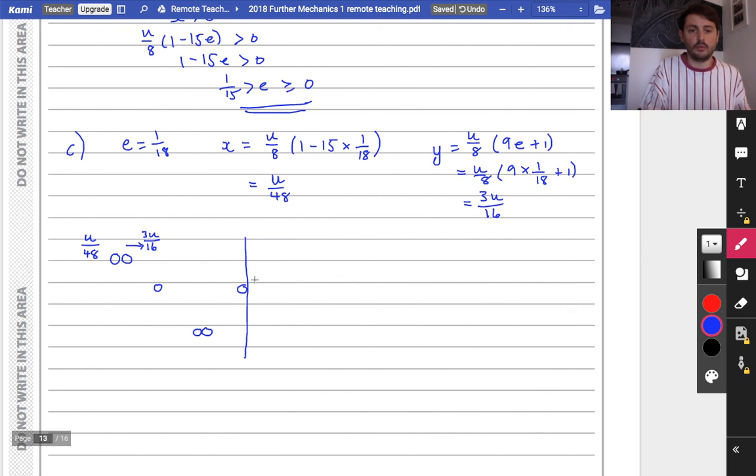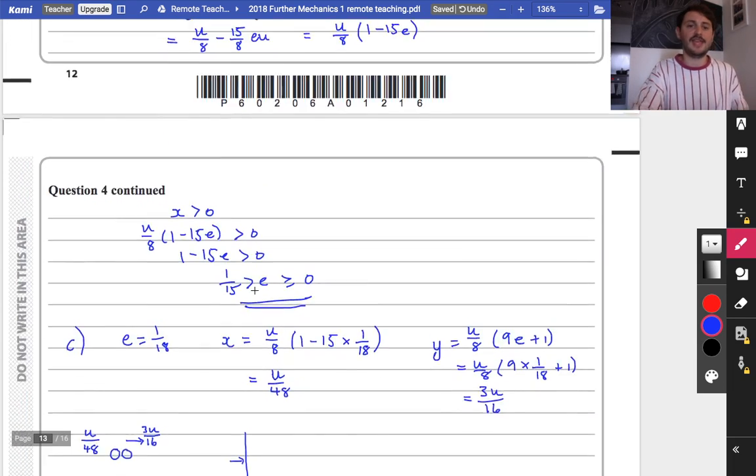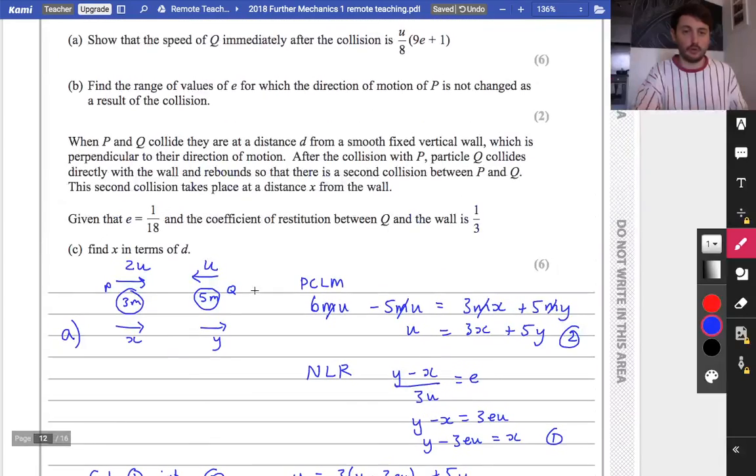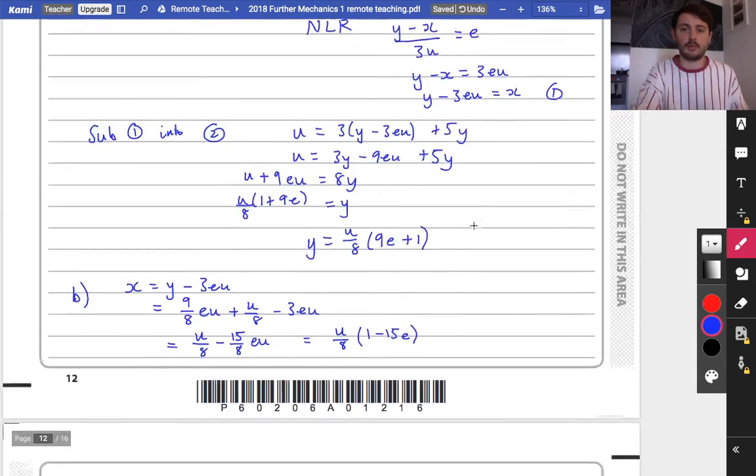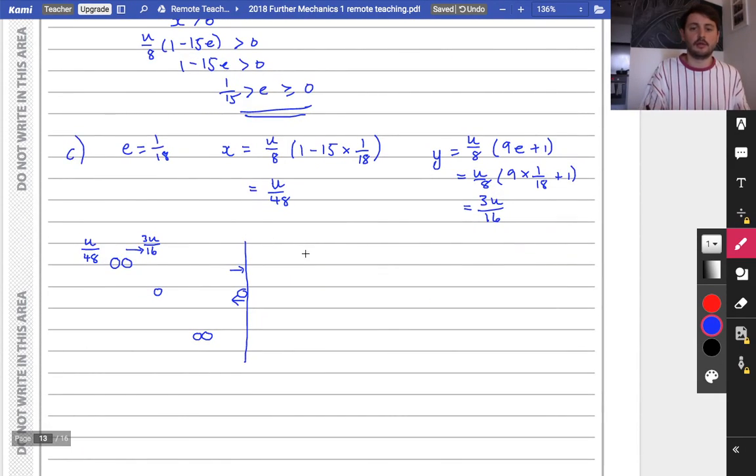Now it hits the wall with speed 3u over 16, but it's going to bounce back, and because e is 1/3 for the wall, it's going to bounce back with a third of that speed. So all I need to very quickly do is a third of 3u over 16, which is clearly just u over 16. So it's now coming in this direction at u over 16, and P is still travelling to the right with speed u over 48.